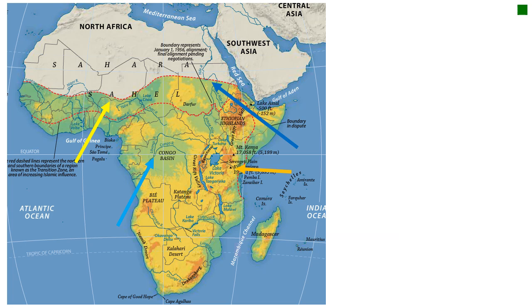We also have Mount Kilimanjaro. Mount Kilimanjaro is one of Africa's highest peaks. We have the Congo River, and the Congo River is the second longest river in Africa.